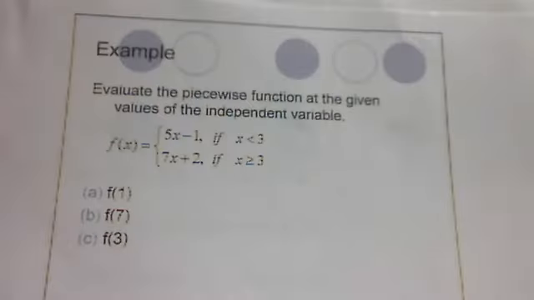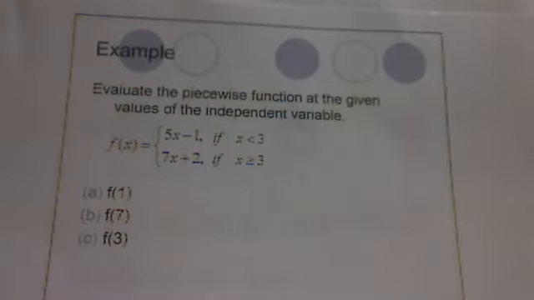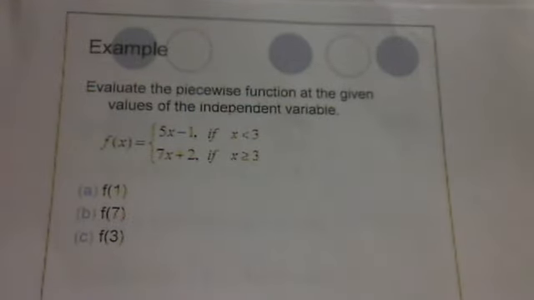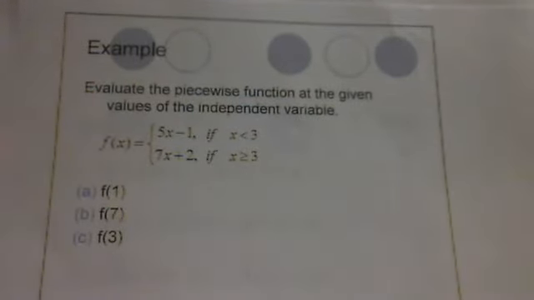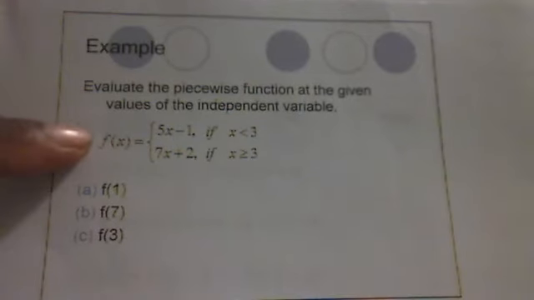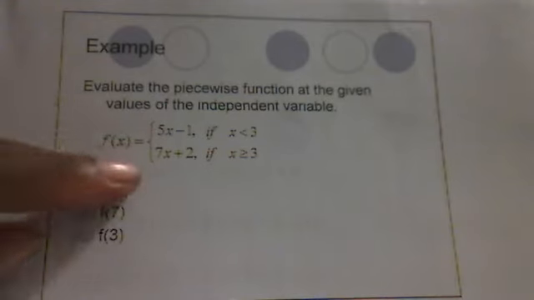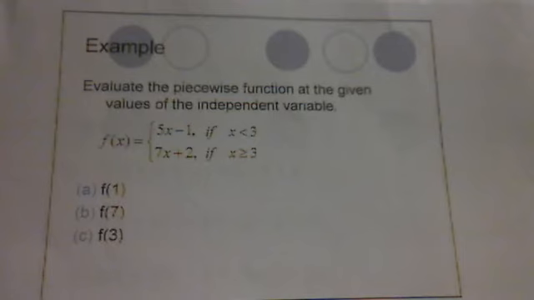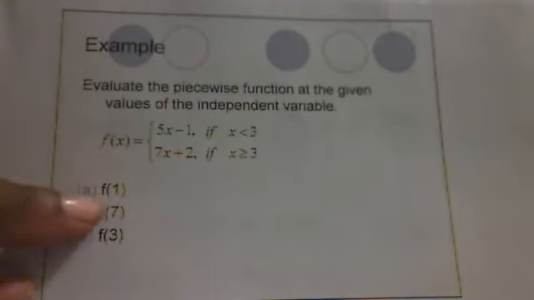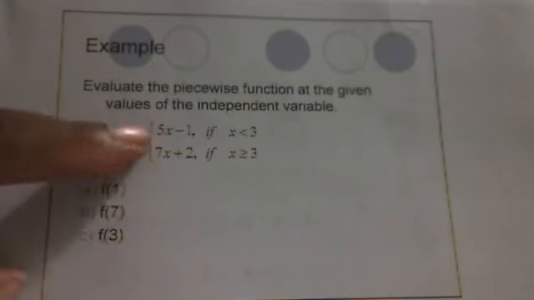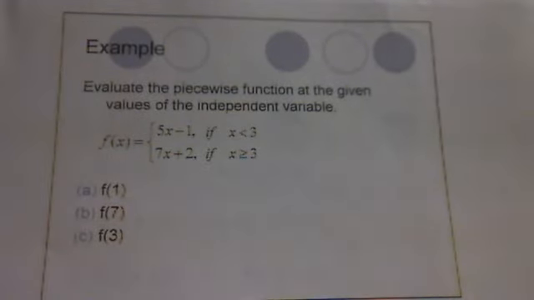Now, let's look at another piecewise function. We want to evaluate the piecewise function at the given values of the independent variable. Now here we've got a piecewise function f of x is equal to 5x minus 1 if x is less than 3, or 7x plus 2 if x is greater than or equal to 3. Because these values of x will tell you which one you're going to have to use.